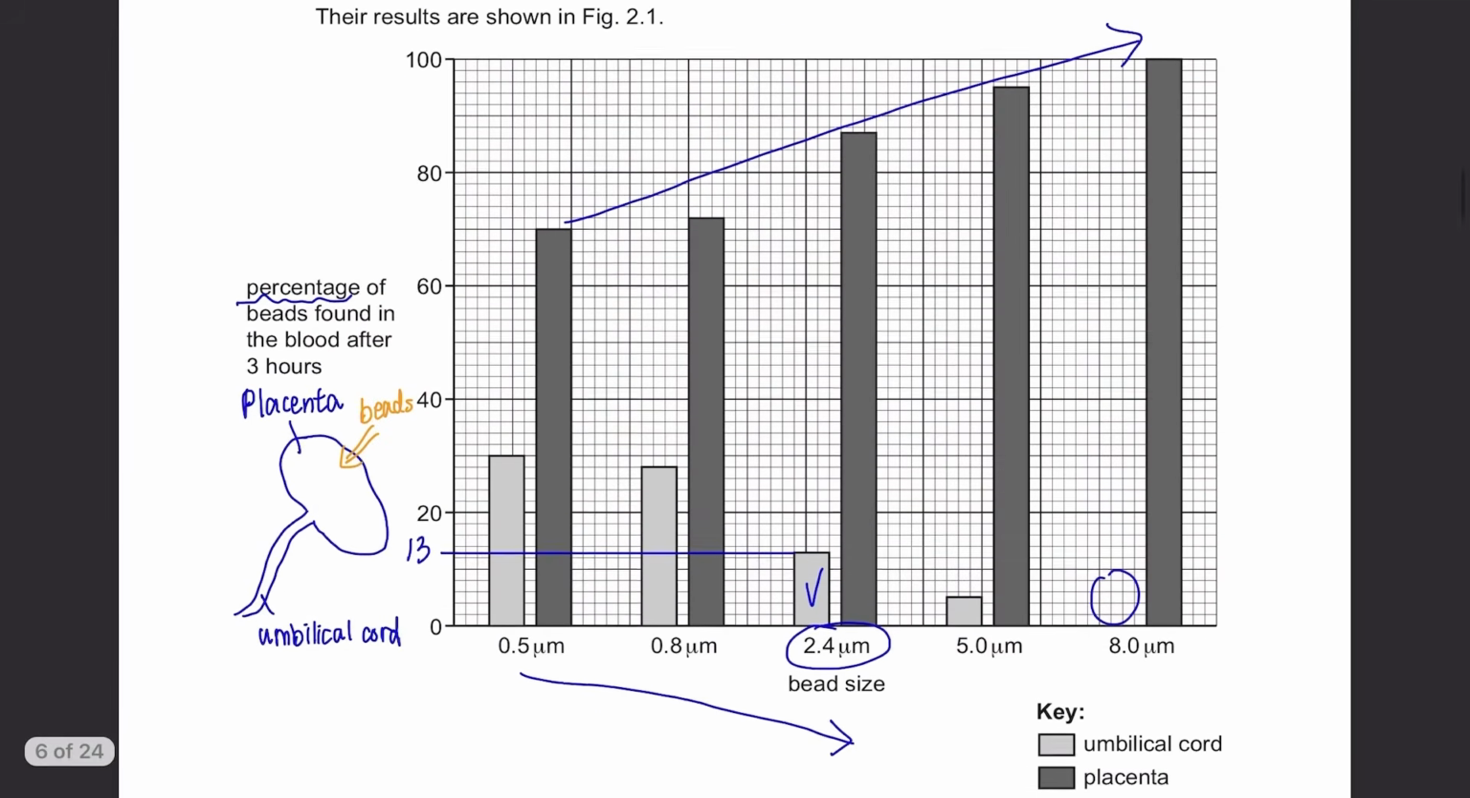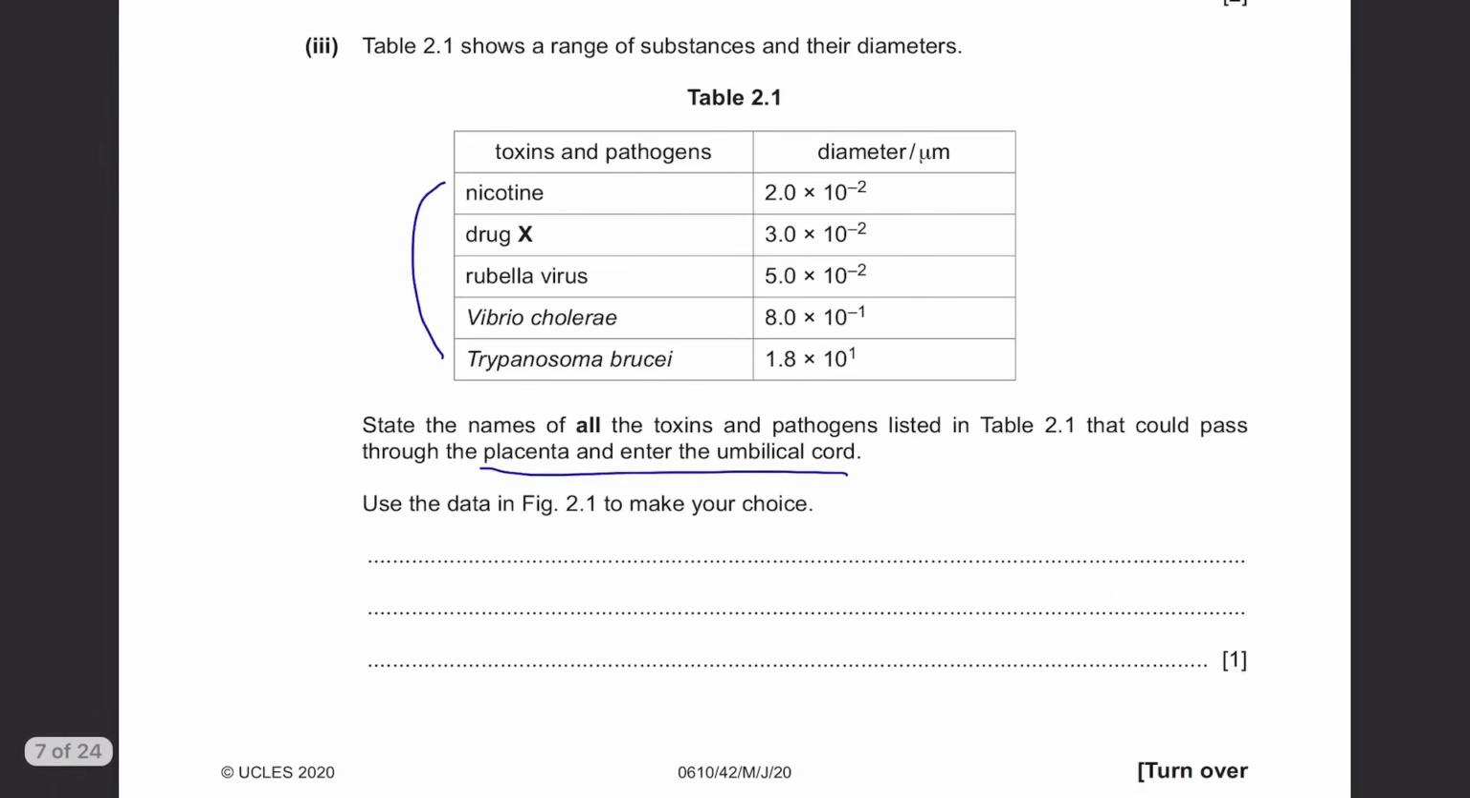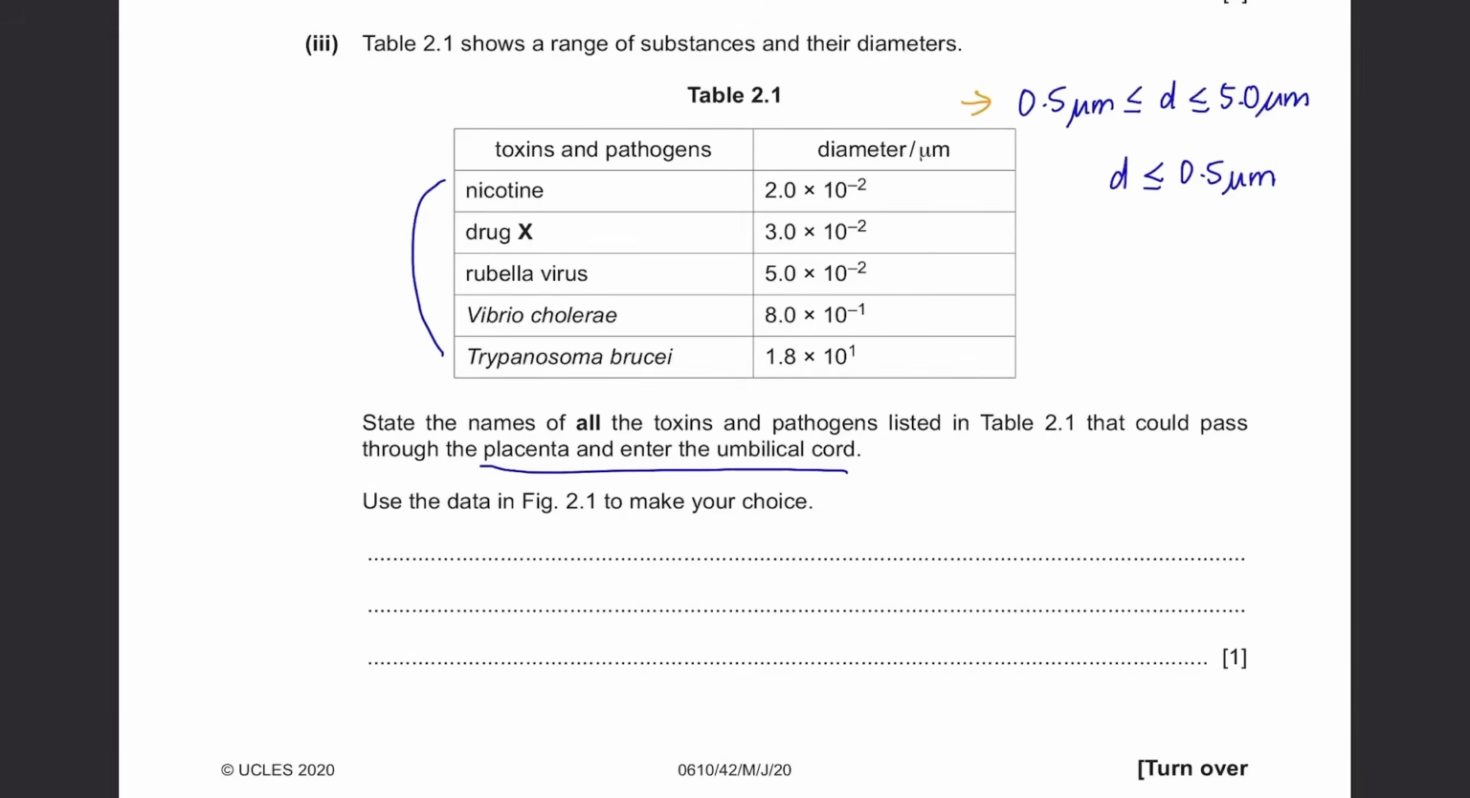Back to our graph, we know that beads from 0.5 micrometers to 5.0 micrometers can be later found in the umbilical cord. And of course, smaller beads will be also found in the umbilical cord as they are easier to pass through. So same for these substances, find the ones that fall into this range or just the ones that are smaller than 5.0 micrometers. They are nicotine 0.02 micrometers, drug X 0.03 micrometers, and rubella virus 5 micrometers.